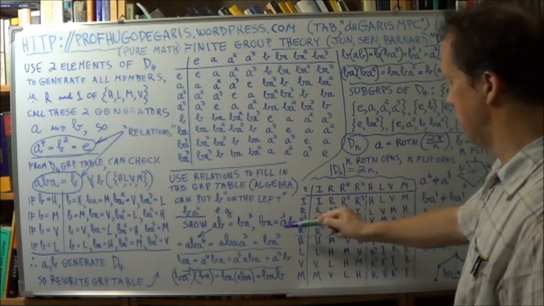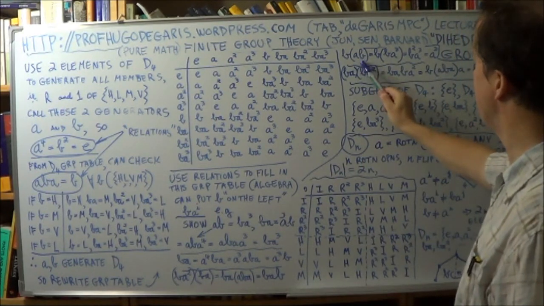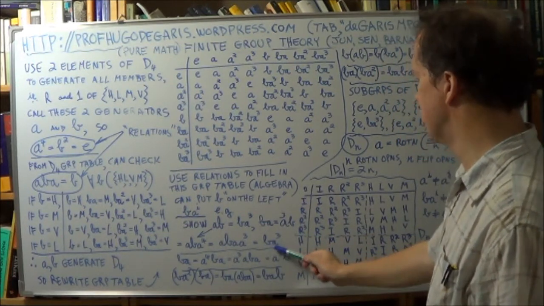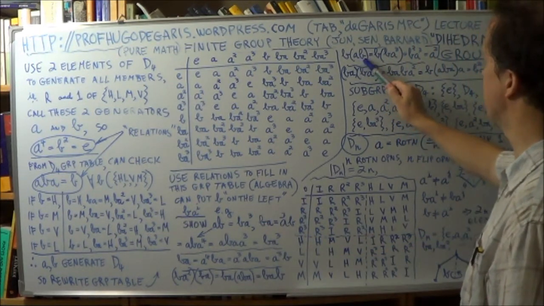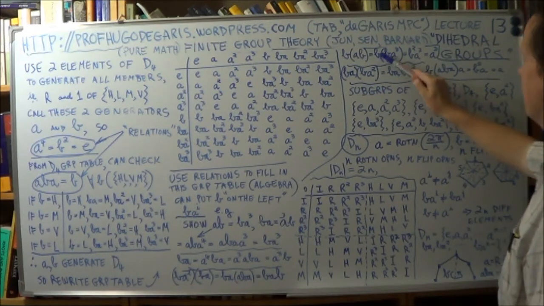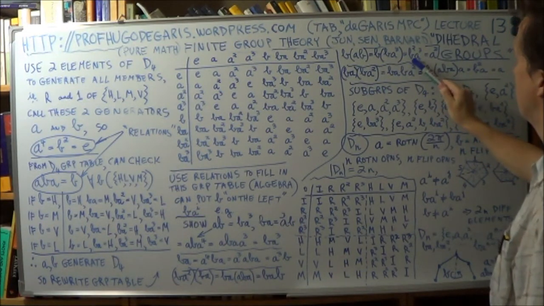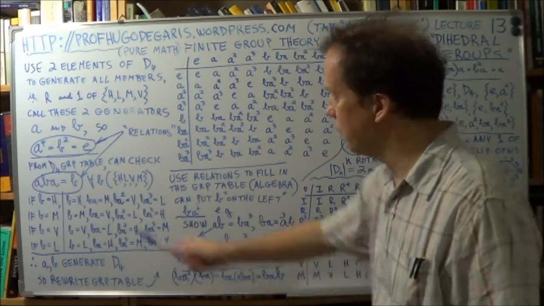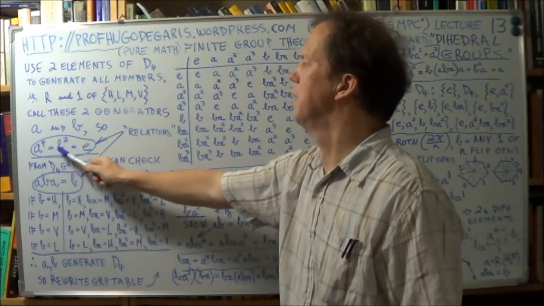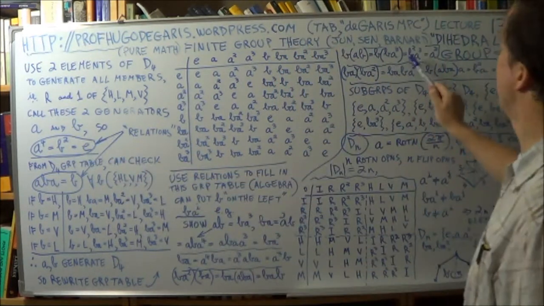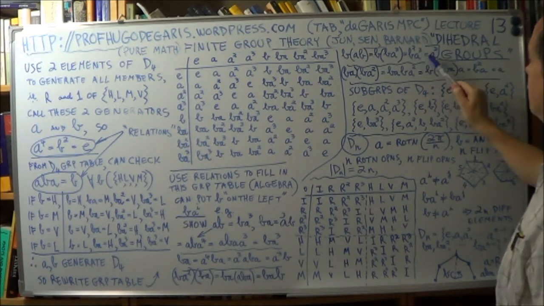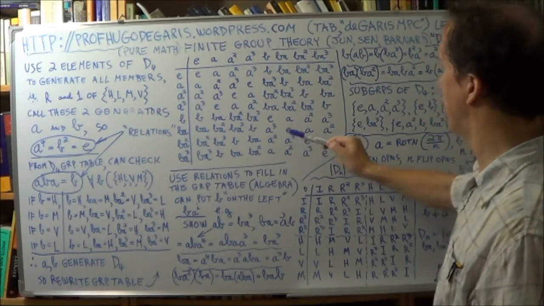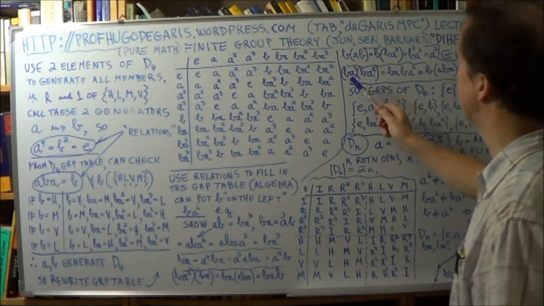But we know that AB is BA cubed, right? So for here, substitute BA cubed. Then you get B squared A cubed. But B squared is just a double flip, which is the unit. If you flip twice, the same operation, you get the unit. So B squared is E, and you're just left with A cubed. All right.